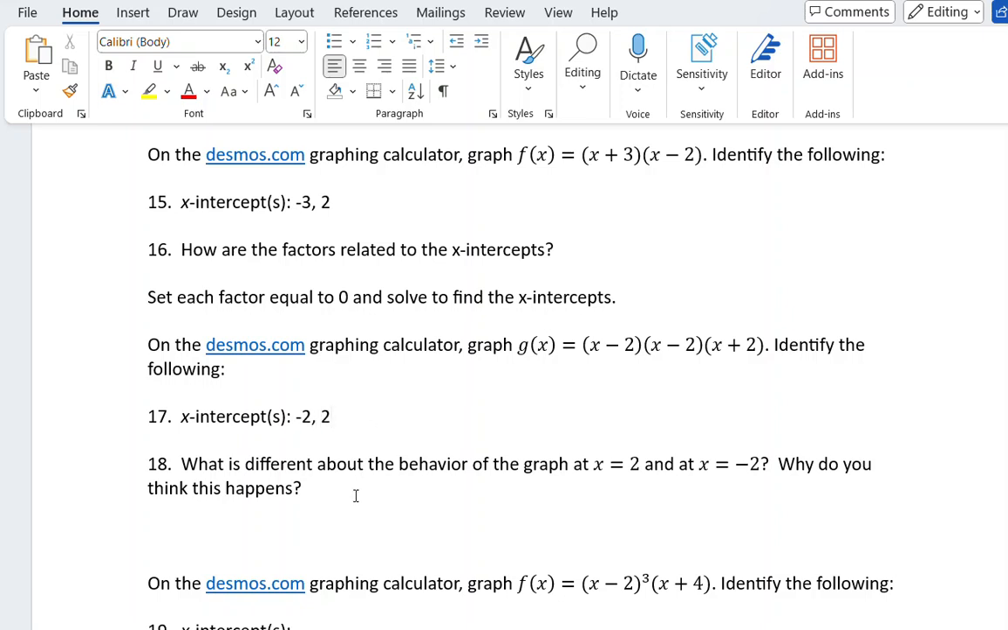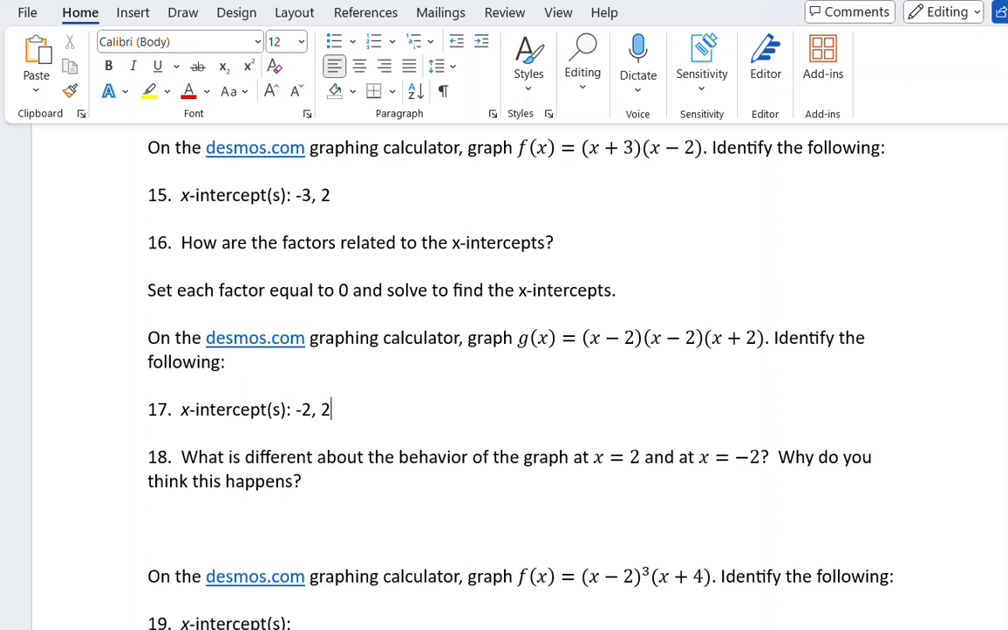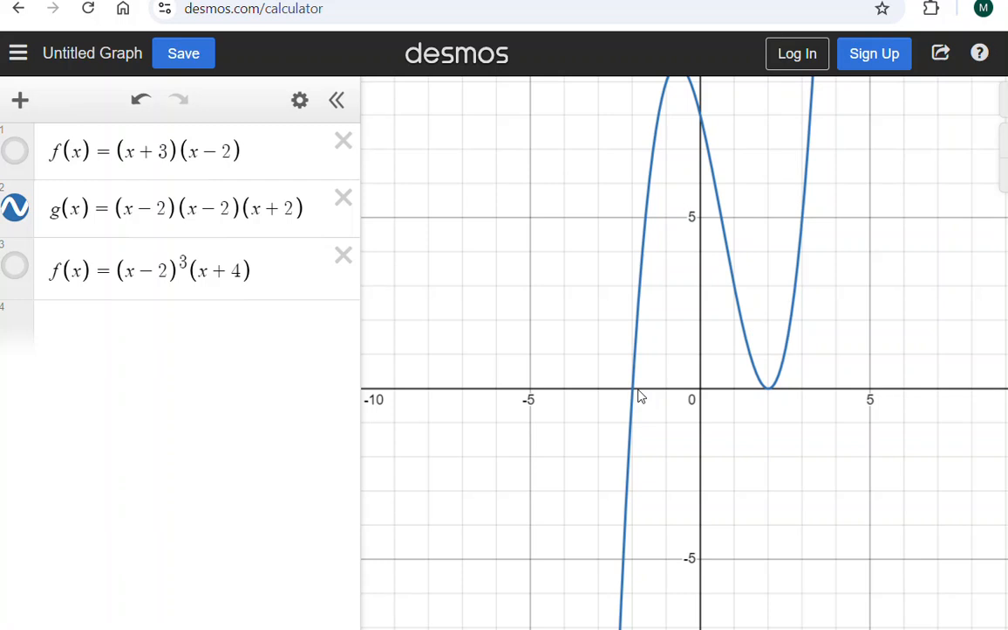Question 18 says, what is different about the behavior of the graph at x equals 2 and x equals -2? Why do you think this happens? So when I look at the graph, I see that at -2, the graph is just going straight through the x-axis. At +2, the graph does not go through the x-axis. It comes down and hits the x-axis and then turns back around and continues back upward.